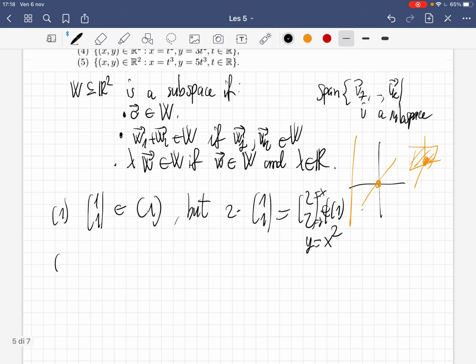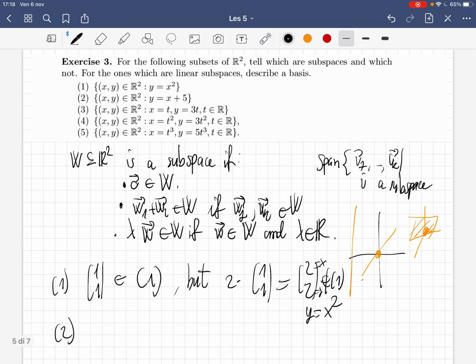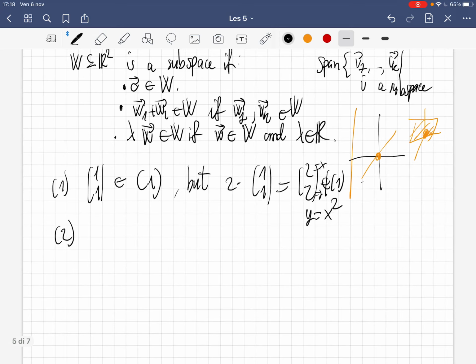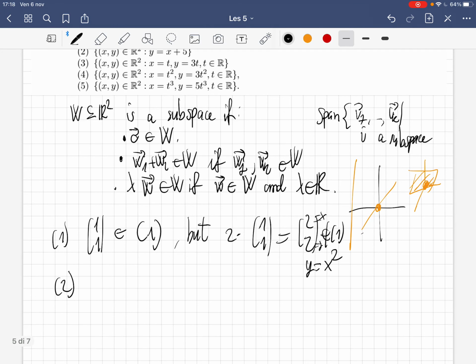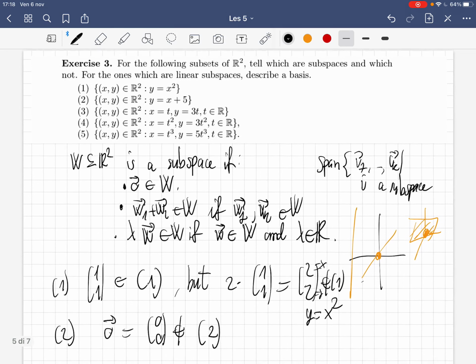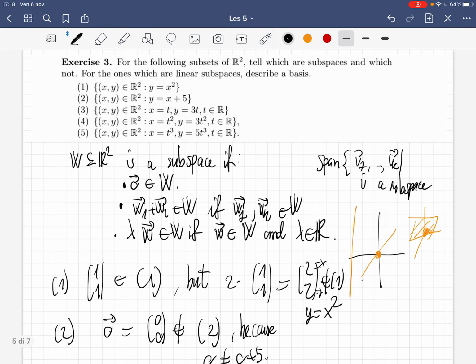So what about the second? The second, if you draw it, is actually one of these lines, but they don't cross the origin. You can see it immediately. So the origin doesn't live in this. Why? Well, because it's very immediate. So it's not a subspace.